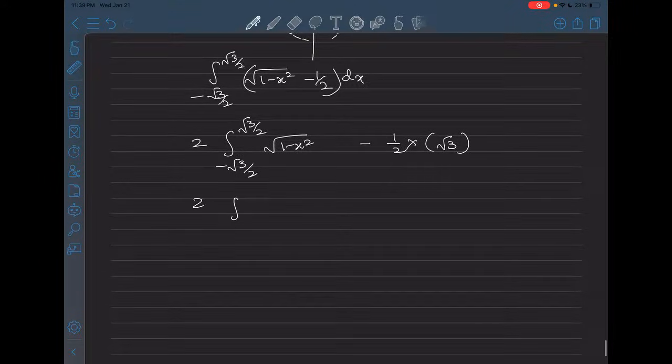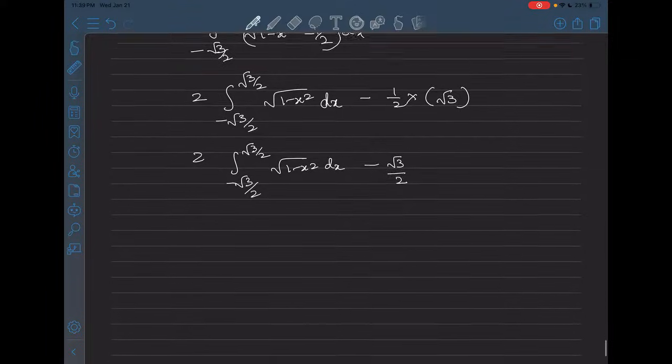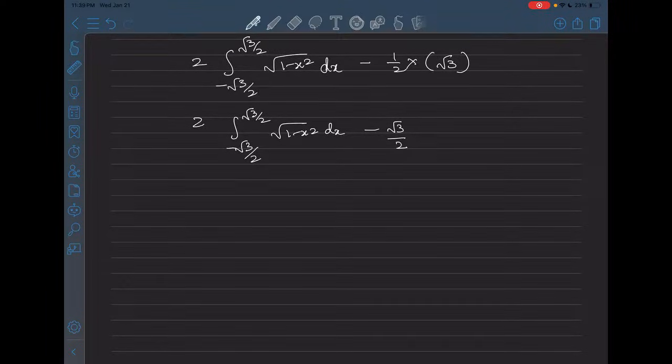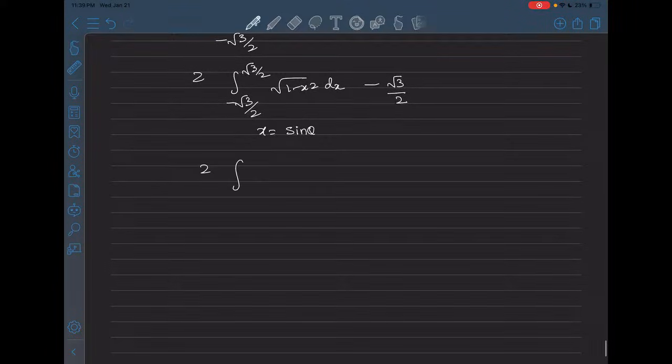So this will be 2 times the integral from 0 to root 3 over 2 of square root of 1 minus x squared dx, right? And then this is just minus root 3 over 2. Okay, I just integrated the second part. Now let me do the integral. I can do the integral by substitution. I can just substitute x as sine theta, right? If I do that, this will be an integral from, okay, well, let me do cos theta. Let me do cos theta.